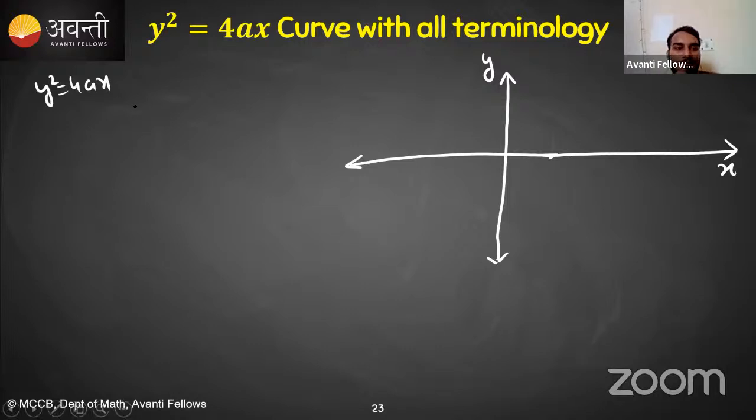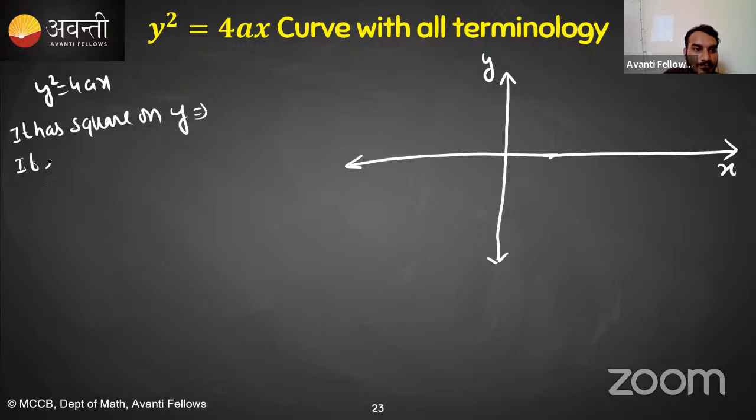So how to do it? This is a parabola, the standard equation of a parabola. It has the square on y, so it means this will be symmetric about the x axis. This is how I have memorized it, so how will you remember? It has the square on y, it implies it is symmetric about the x axis.